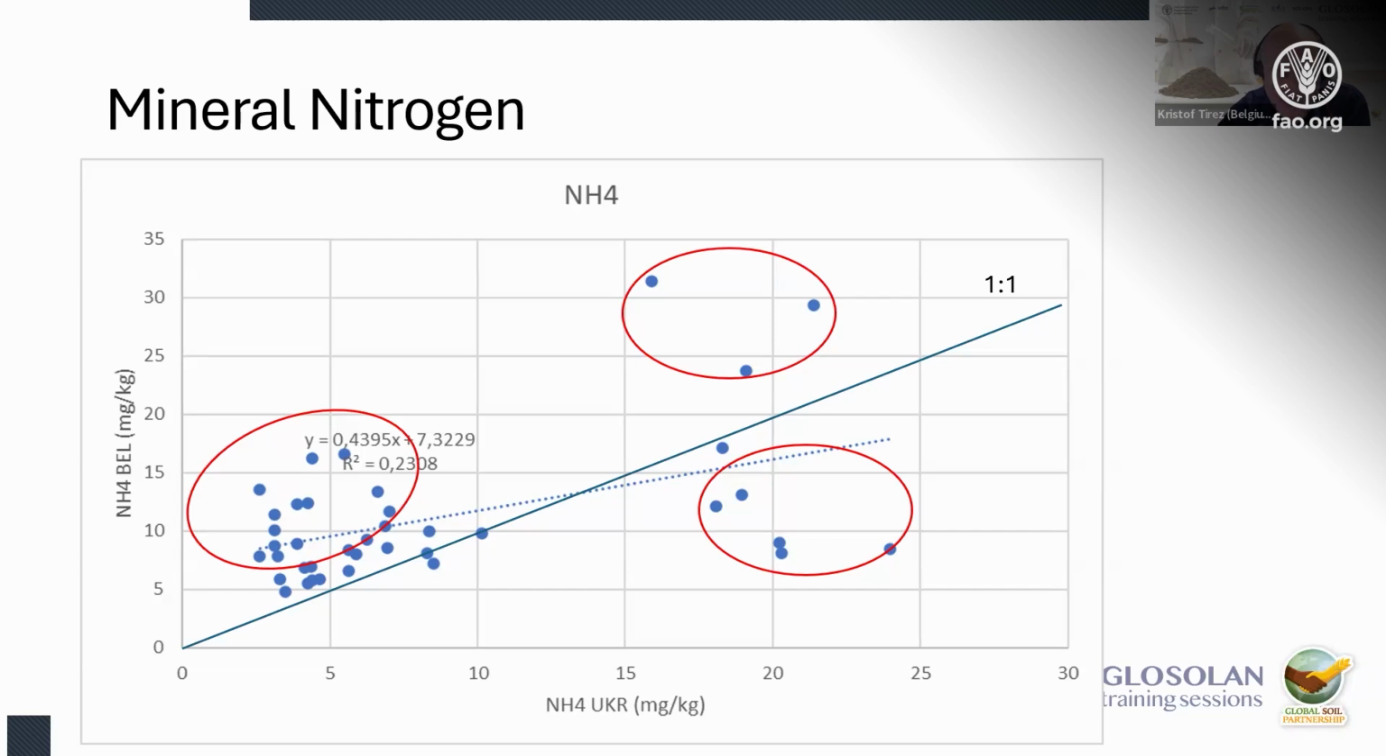And then maybe a last question, maybe that's on the side, Gilles, but the timing of sampling, you mentioned something. When would you typically go to analyze mineral nitrogen in the soil? I mean, depending on the season.